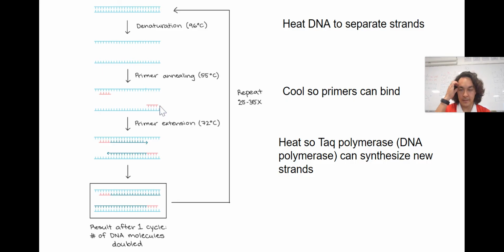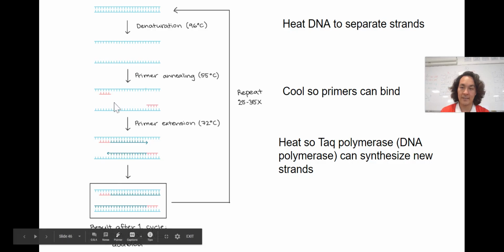So you insert these primers and then you heat it up again to the level where Taq polymerase, which is a DNA polymerase, can synthesize new strands. And then you can repeat this cycle 25, 35 times to get lots of copies of the DNA.